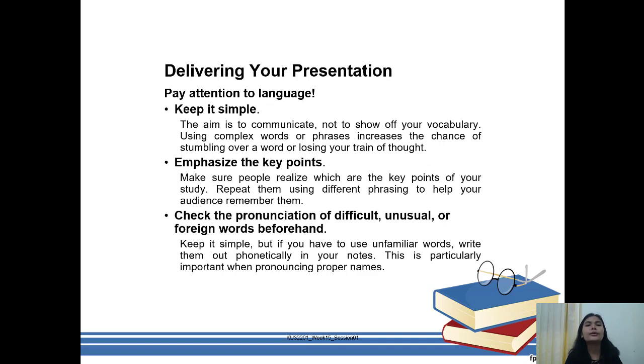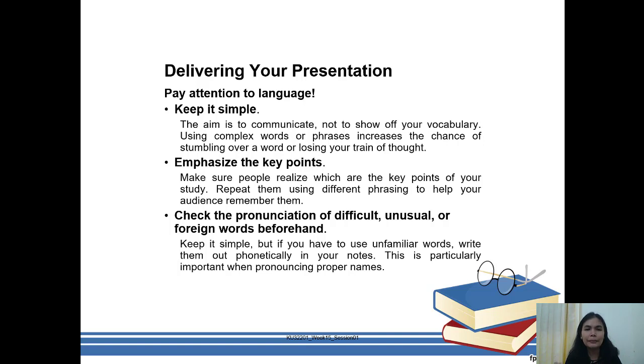And then also in delivering your presentation, you need to be able to pay attention to the language. That's why we're bringing you this topic. So you want to keep it simple. You don't want to complicate your language and make it hard for the audience to understand what you're saying, and not to show off your vocabulary. Of course, you want to show a little bit of your vocabulary, but there's no point in showing off your vocabulary if no one understands what you're trying to communicate.